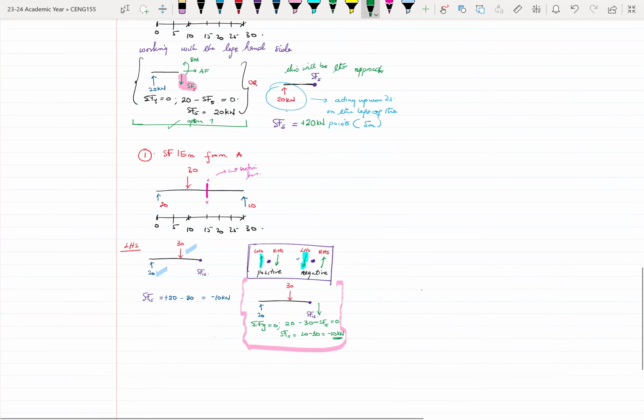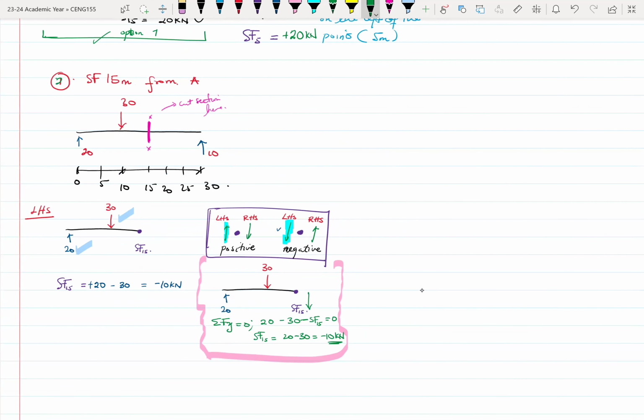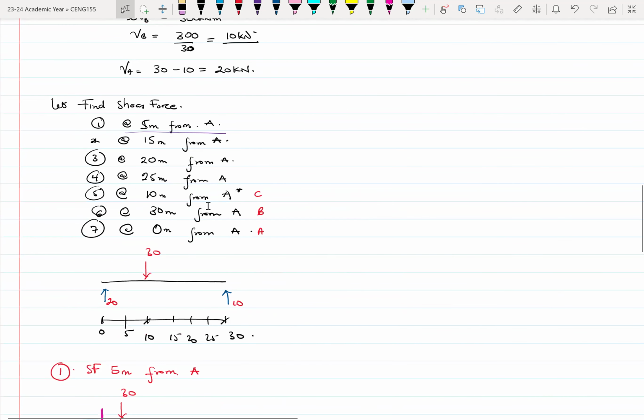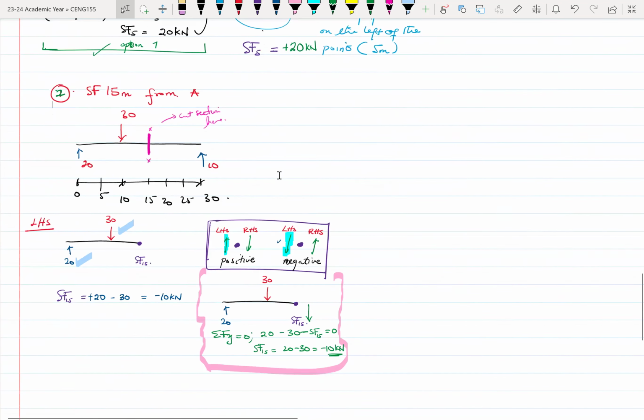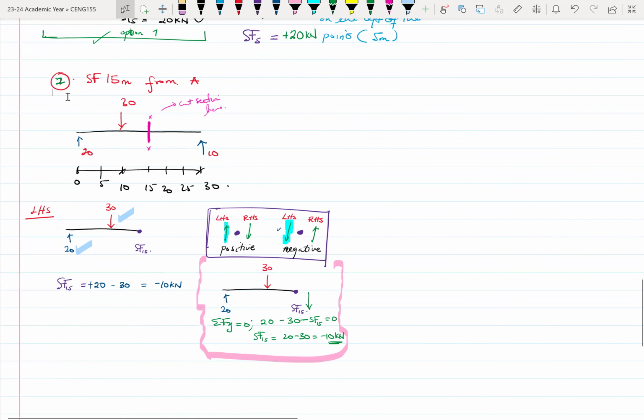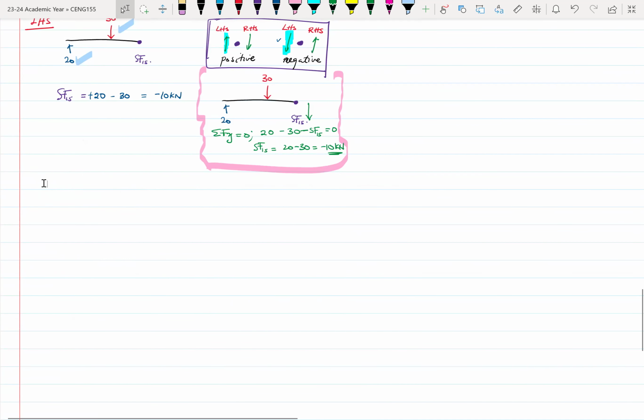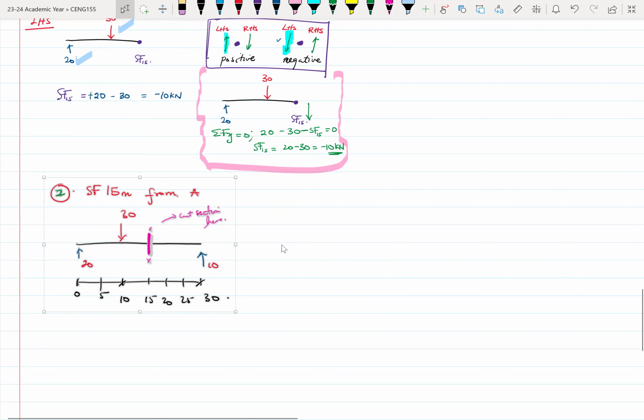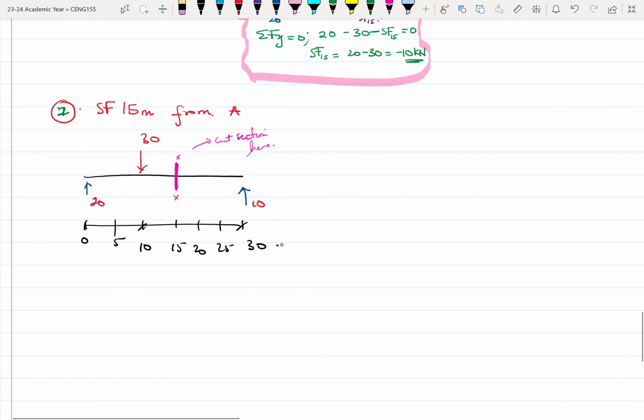So we're done with 1 and 2. This is 2. Now let's look at 3. 3 is at 25 or at 20 meters from A. I think I'll jump one of them so that we can have this done. So let's say at 3, we are looking at 25 meters from A.